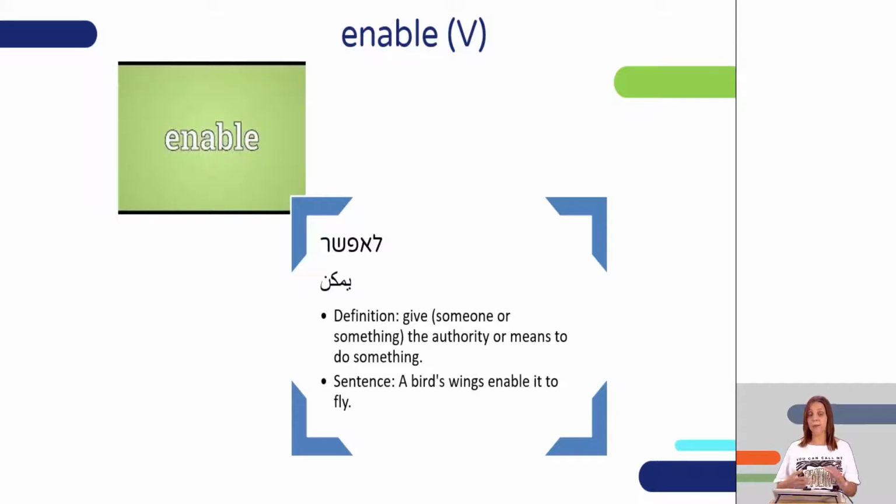For example, here we say a bird's wings enable it to fly. For example, your help enabled me to succeed. Those exercises enabled me to understand the lesson better. So here is the verb enable, to make someone or something, or to give someone or something the authority or means to do something.